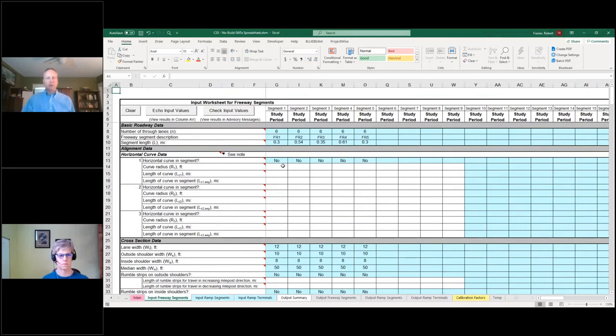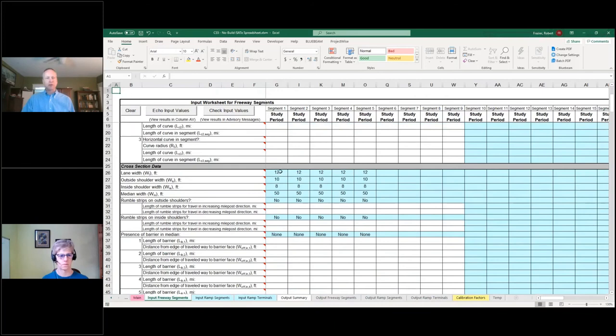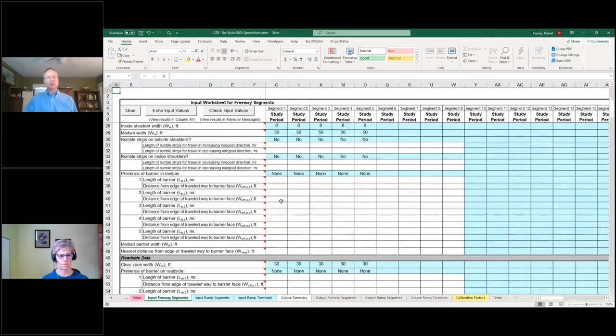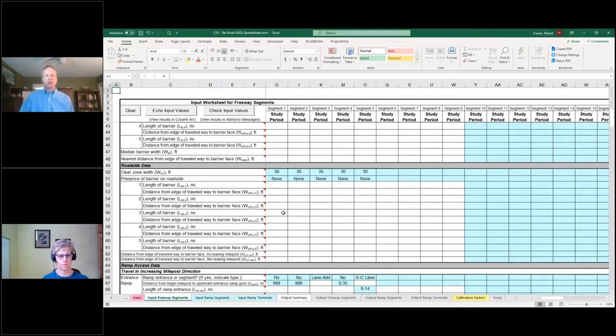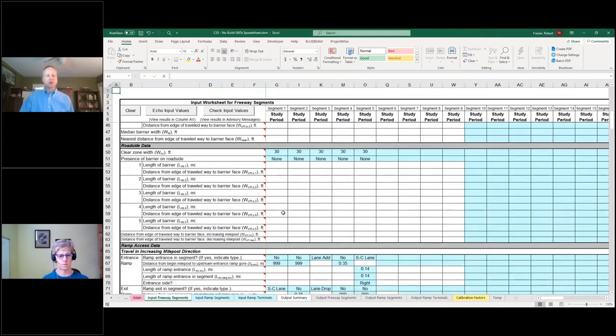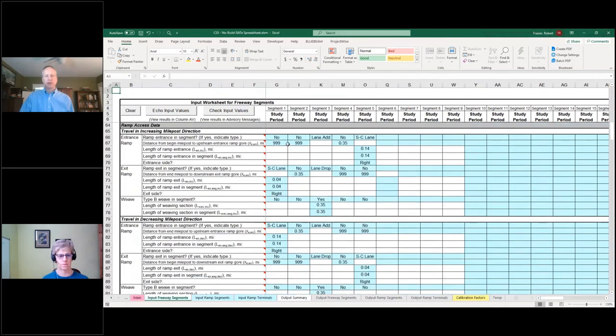Very, very important. And then whether or not there's any curvature, then lane width, shoulder width, inside and outside, median width, presence of rumble strips, shoulder, and various things. So in another project, there might be more information here where we've got more information about the median and the shoulder width. Clear zone information for roadside data, and then all the ramp access information.